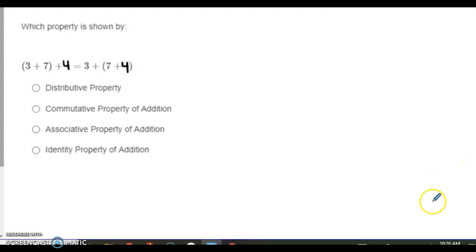And now the last question, which property is shown? So to begin with, we have 3 and 7 grouped together, and then +4. And then on the other side of the equal sign, we have 3 by himself, and then 7 plus 4 together. Basically what happened is the groups changed. They changed who they associated with. So that is the associative property.